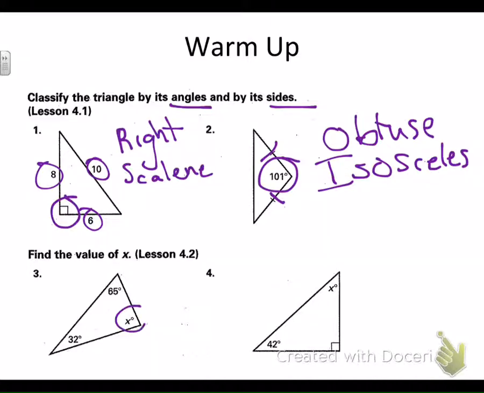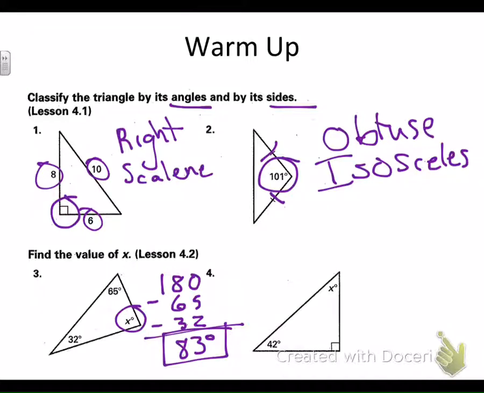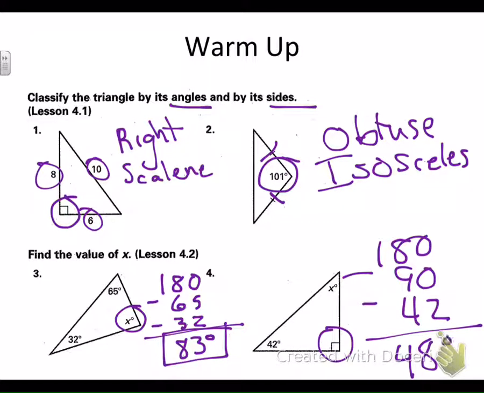Find the value of x, so all you do is subtract from 180. 180 minus 65 minus 32, that'll give us 83. Okay, the next one, 180 minus 90 minus 42. That was 48 degrees.